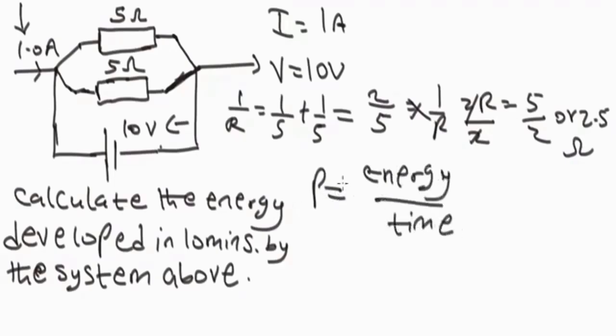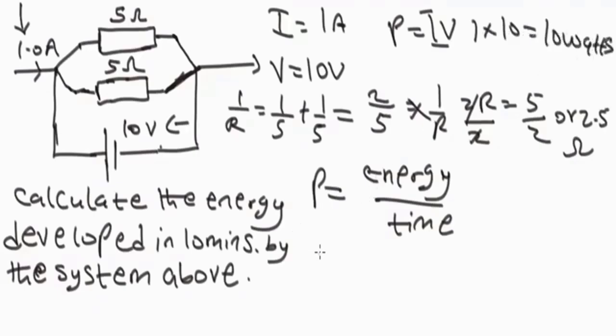Alright, so to get our power, it can be calculated as power equals IV. In this case we have current and we have voltage, so the current is 1 times 10, which will give us 10 watts. So when you plug it here, I'm going to have 10 equals energy.